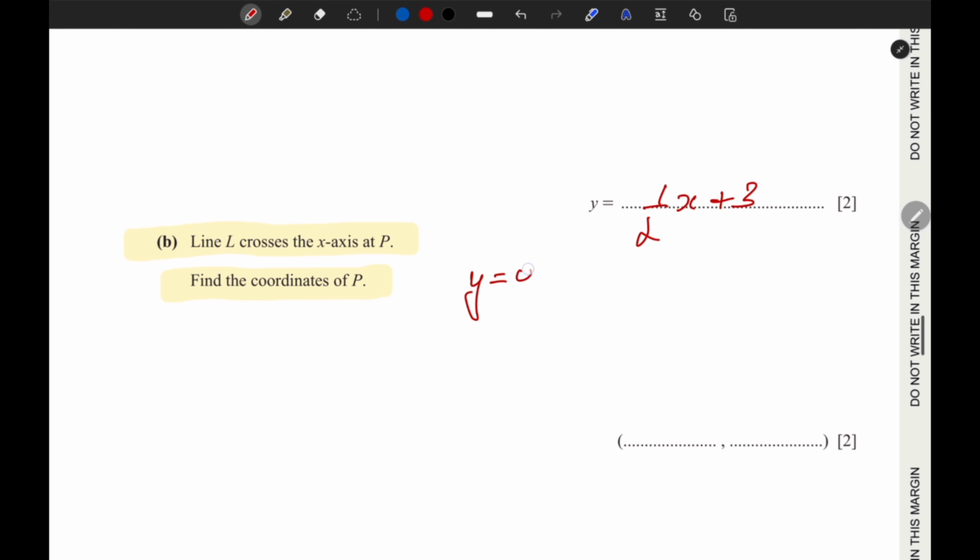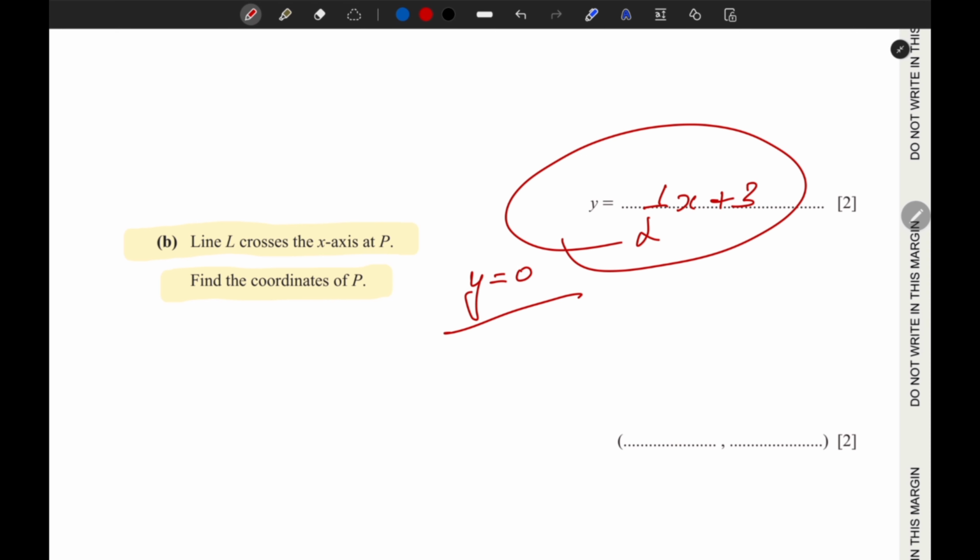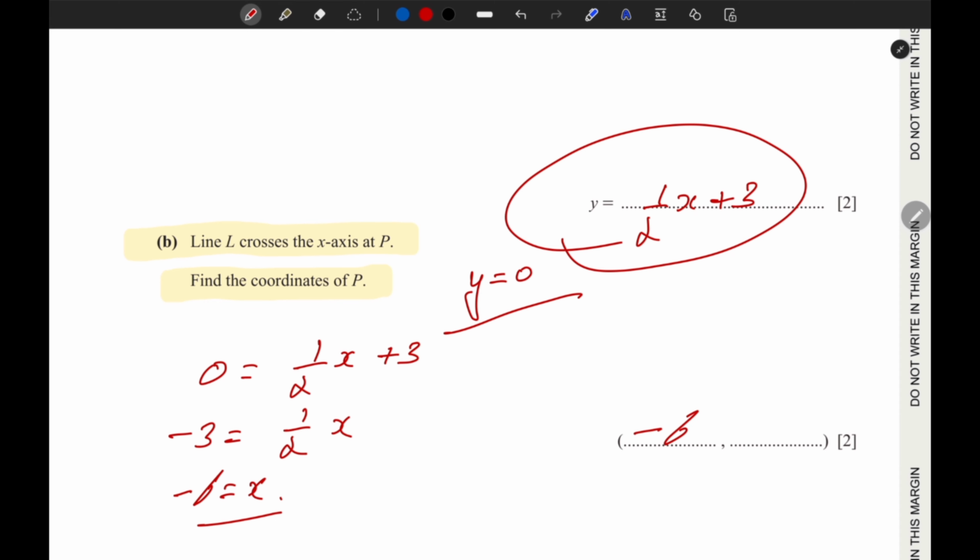Y is 0. So in this equation, substitute y as 0. So 0 equals half x plus 3. So you take 3 to that side. This will be minus 3 equals half x. Now cross multiply. So this is minus 6 equals x. So x is minus 6. It's obvious it is on the x-axis, so that will be 0.